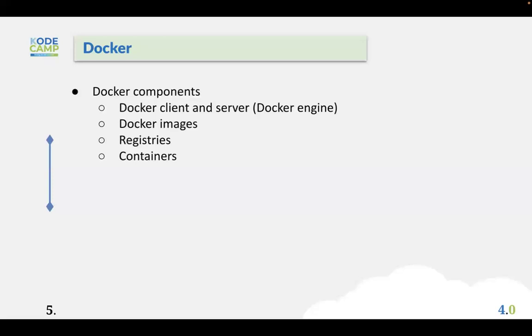The Docker client and server can run on the same machine, or you can configure the client to connect to a remote Docker server, but that is out of the scope of this class. We're not going to be trying to configure the client to connect to a remote Docker server. And then the client communicates with the server using a REST API.